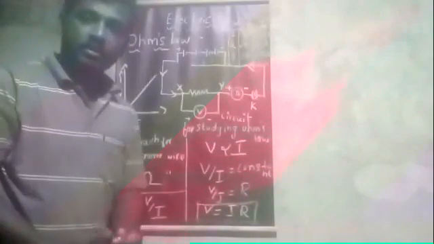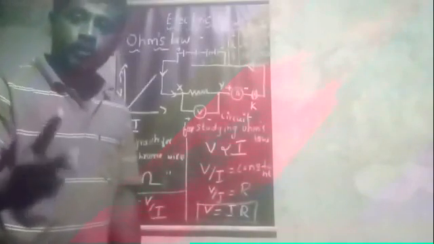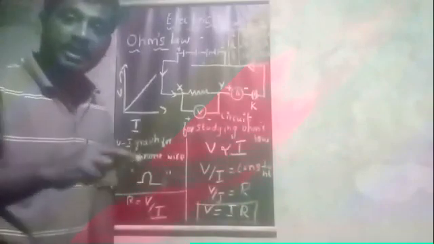That is 1 volt divided by 0.5 ampere. That is 1 by 0.5 is equal to 2. Then 2 volt by 1 ampere, again you will get 2. 3 volt divided by 1.5 ampere, again you will get 2. So in the 3 cases you are getting the same answer, that is 2. So we can write V by I is equal to a constant by the experiment only.